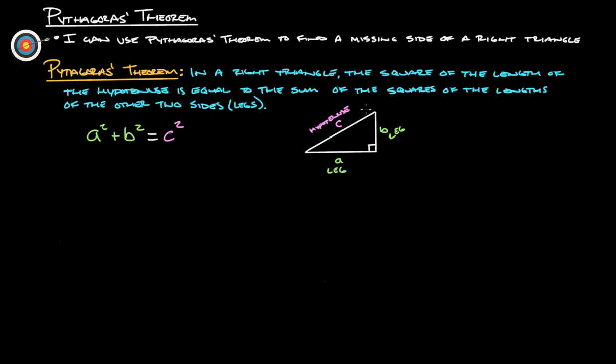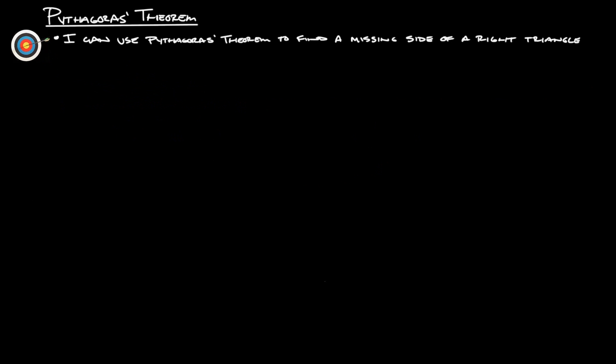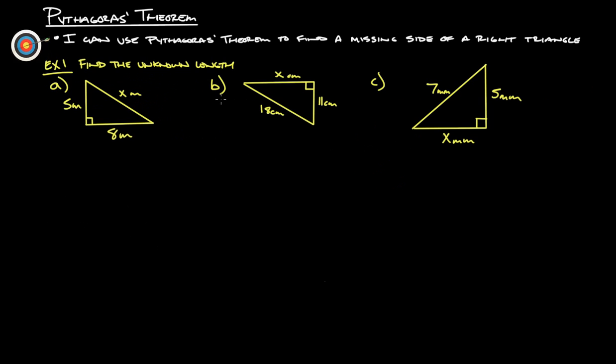Here's our hypotenuse, and then the other two sides are the legs. And it's the easiest way to figure out which is which. The legs are always attached. It's the two sides that make up the right angle, and the hypotenuse is always across from the right angle. Okay, so let's use that info here to find the unknown length.